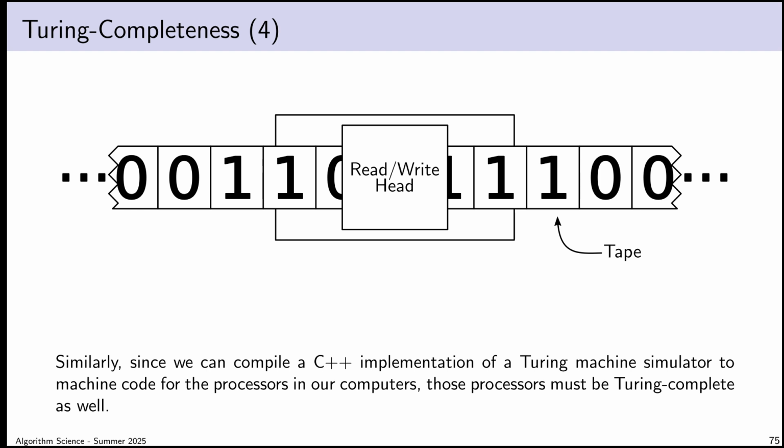Now, actually, as I observed earlier, we can compile a C++ implementation of a Turing machine simulator, or whatever other language we choose, into machine code for our processors. Or moreover, whether we compile the code or not, we are capable of using the processors in our laptops and phones and whatever to run Turing machine simulators, which means that the processor in my laptop and in your laptop must be Turing-Complete as well. It's capable of performing any computation. Now, certainly it's a lot more convenient to use a laptop than an actual Turing machine.